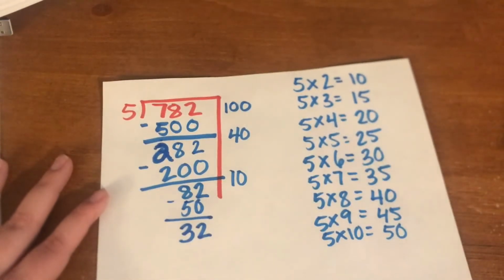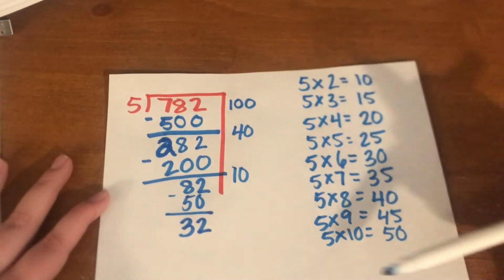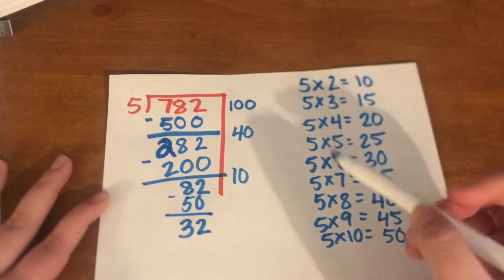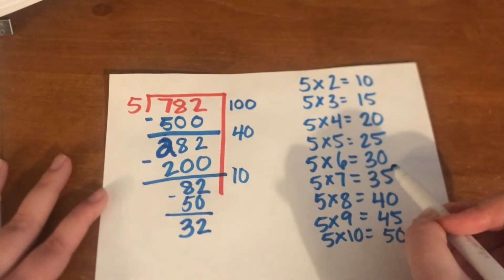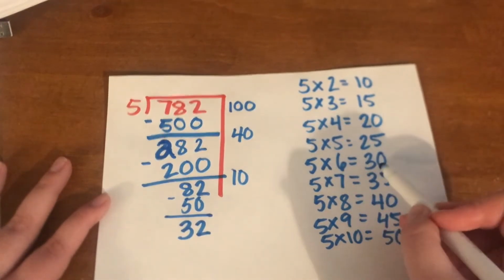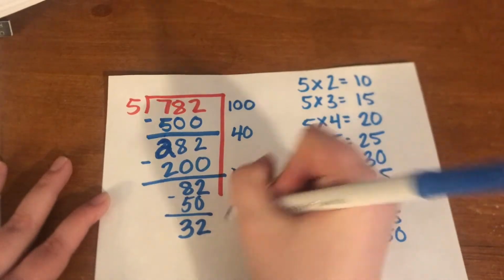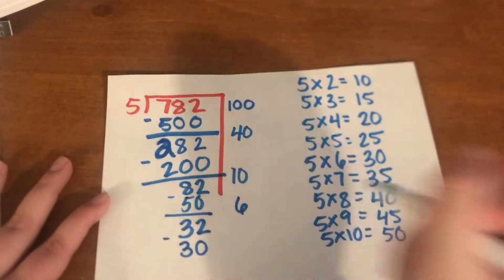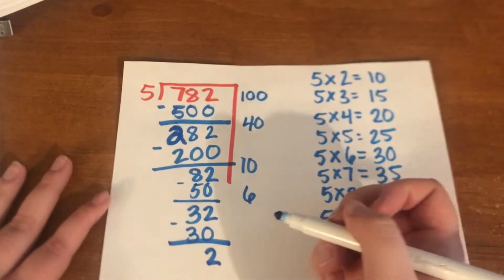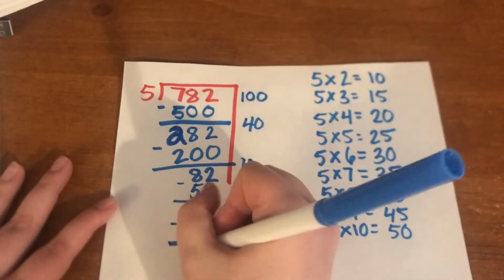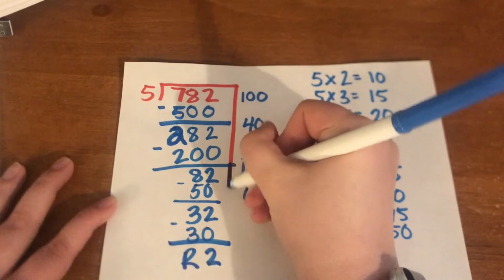I'm left with 32. So now looking over to the side here, 5 times 6 would be 30. So if I take away 6 groups of 5, I'm taking away 30 from my total. So I'd be left with 2. I can't take any more groups of 5 out of 2. So this now becomes my remainder.